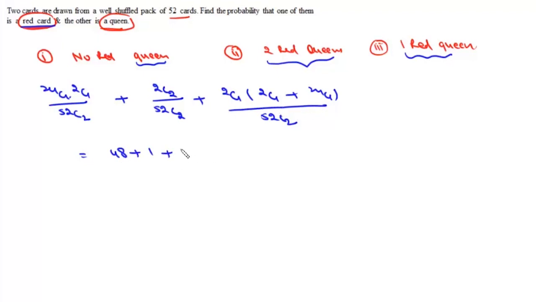26 into 2 is 52, divided by 52 into 51 divided by 2. Now this is 101 upon 1326. So this required probability is 101 upon 1326.